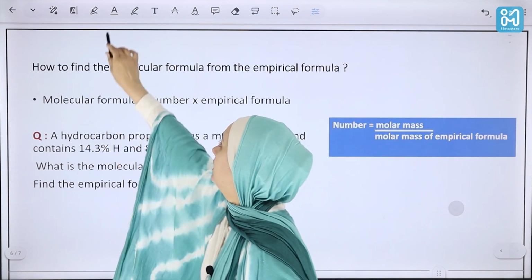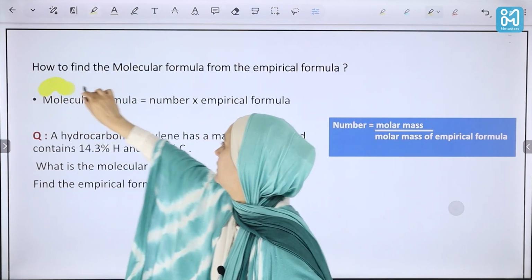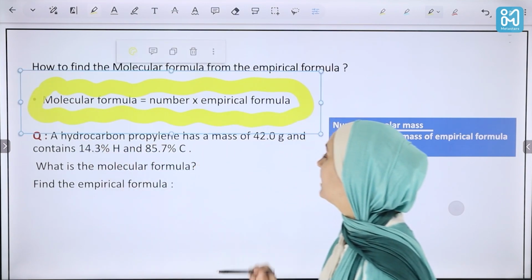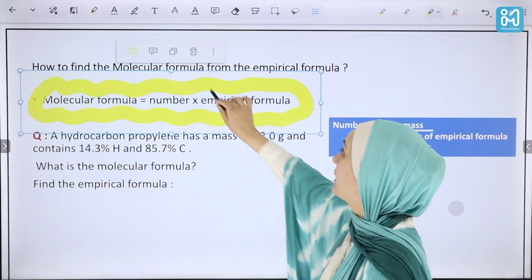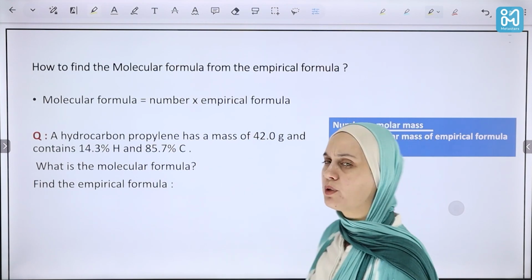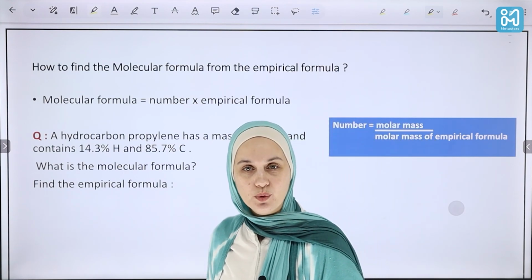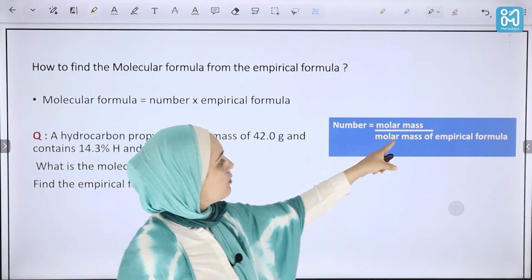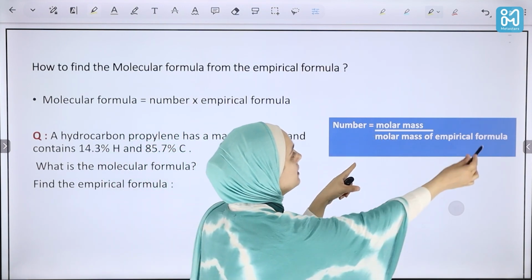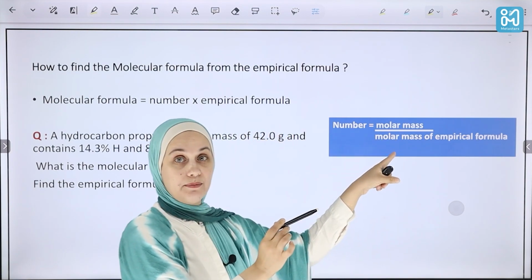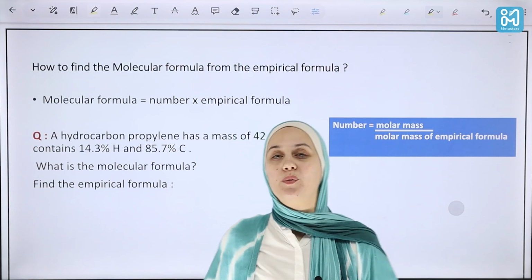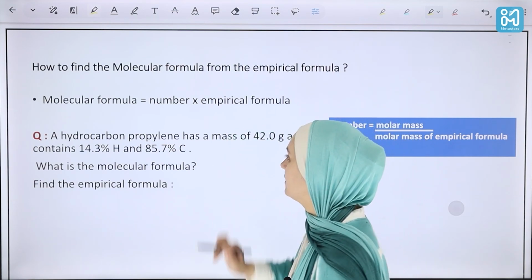You have to memorize this first. The molecular formula is a number times the empirical formula. What do you mean by number? The number is the molar mass over the molar mass of the empirical formula. When you find this value, that is the number you have to multiply by the empirical formula. Let's do the question. It's going to be easier to understand.